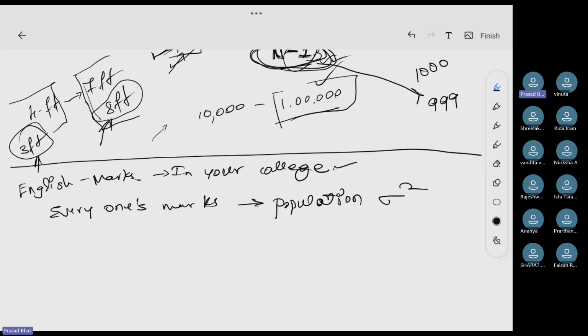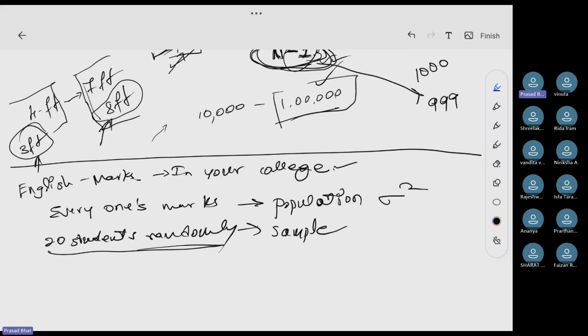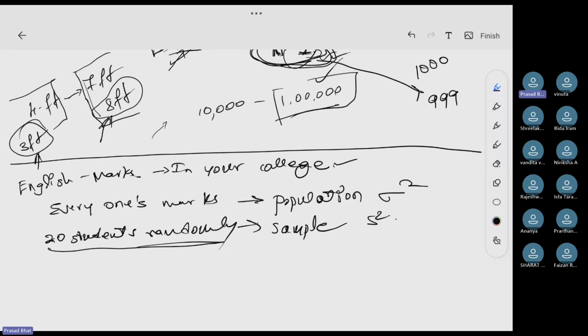Say, for example, I am collecting some 20 students randomly, and with that I am trying to predict something about the English marks. Then for this particular collection of data, I should consider what? Sample, that is s square. I hope it makes sense now. Yes? Okay. Hopefully it clarifies things.